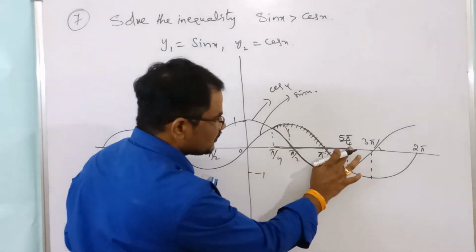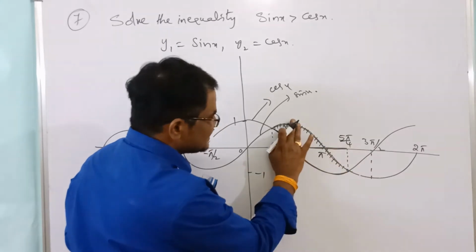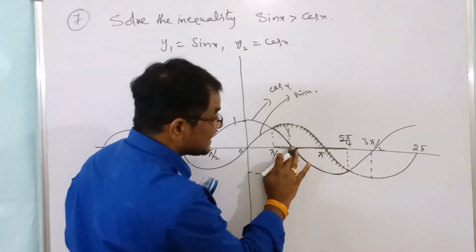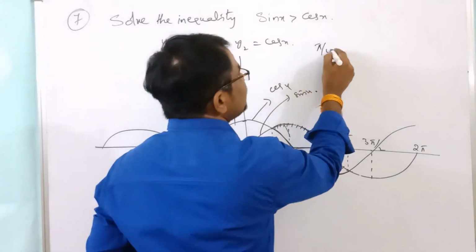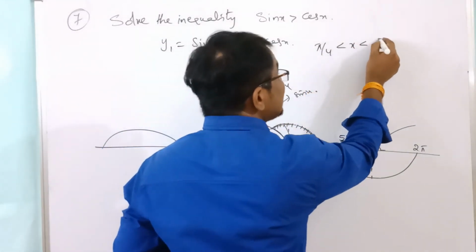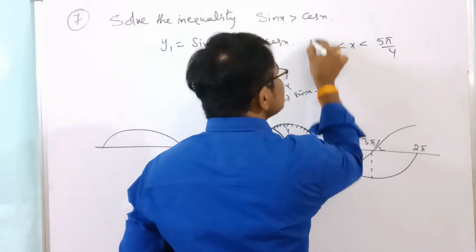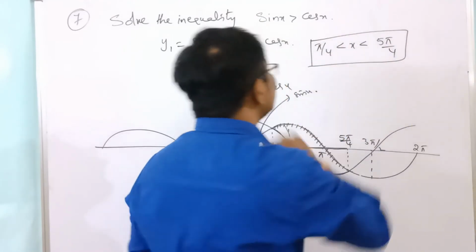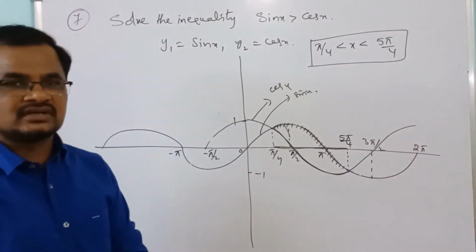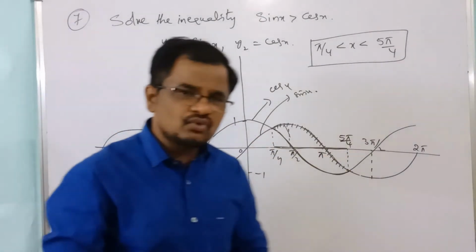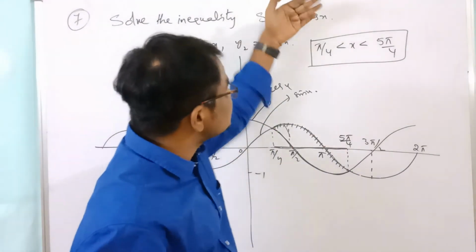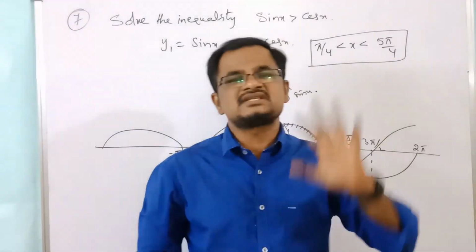From pi by 4 to 5 pi by 4, the sin x graph is greater than the cos x graph. That means pi by 4 less than x less than 5 pi by 4. This is our simplest solution of the given inequality, right? But is there only one interval where sin x is greater than cos x? No, many intervals are there.